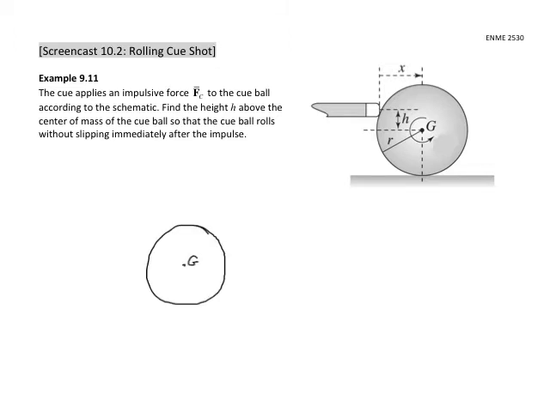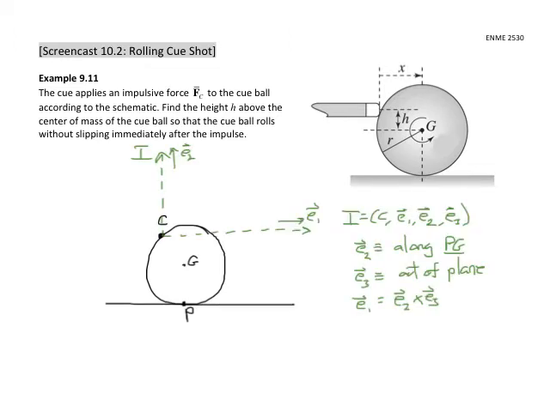So here's our system diagram of our cue ball. Let's define a point C, which will be the location at which the cue is going to strike the cue ball. And so we need to add reference frames to this system. For our inertial reference frame, we'll set the origin at the point of contact, which is located in the inertial reference frame. We'll define E2 along PG, which is the point of contact with the felt, to the center of mass, E3 coming out of the plane, and then E1 being E2 crossed with E3.